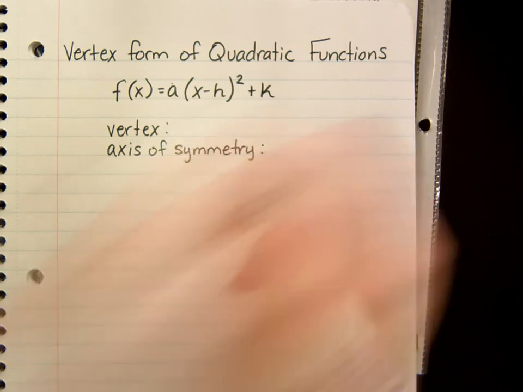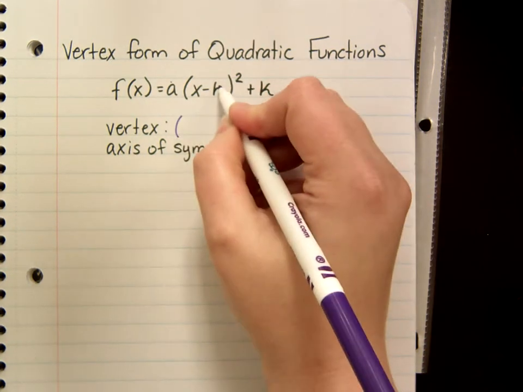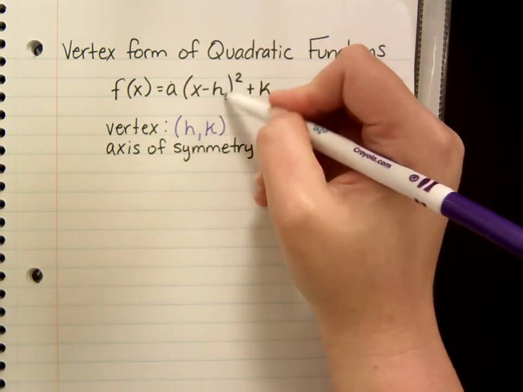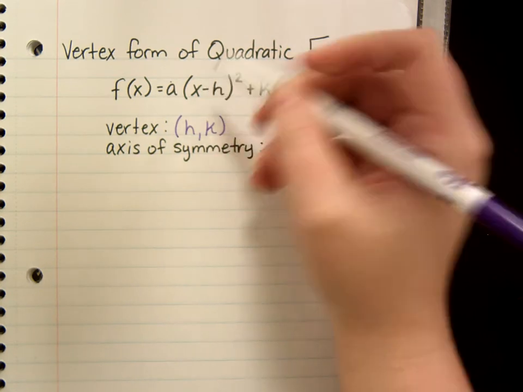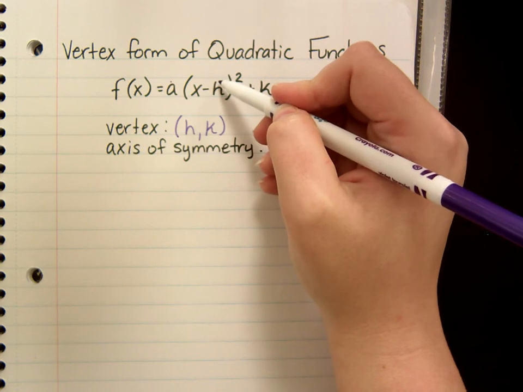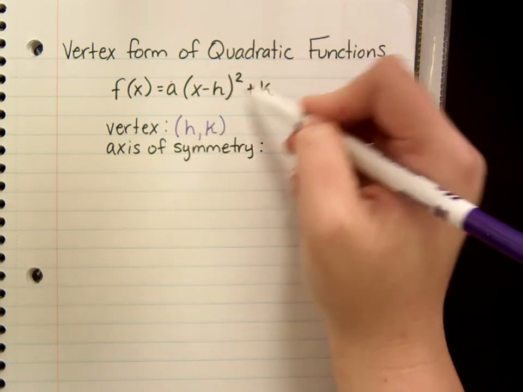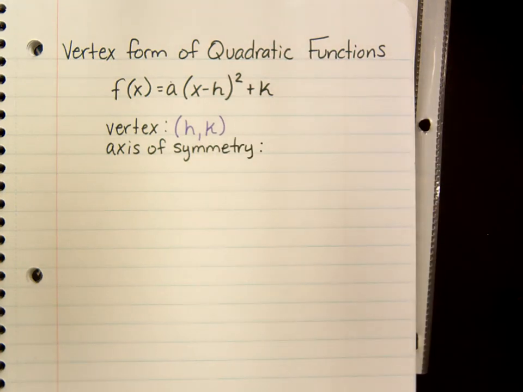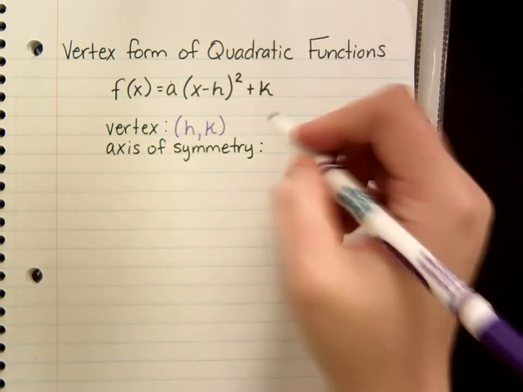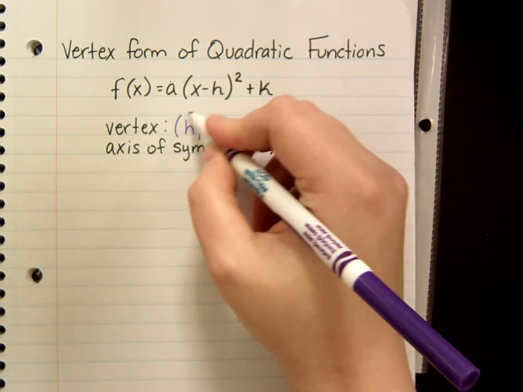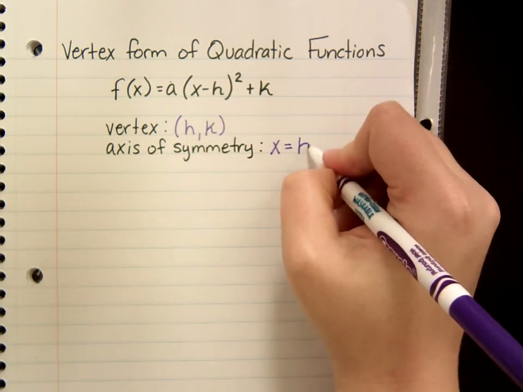Now, one of the similarities is the vertex. You find the vertex by taking h and k. Change the sign of your h, so instead, like if it was x minus 2, it wouldn't be a negative 2 here, it'd be a positive 2. The one on the outside, keep it the same. And your axis of symmetry, we can get from the vertex. It's x equals h.